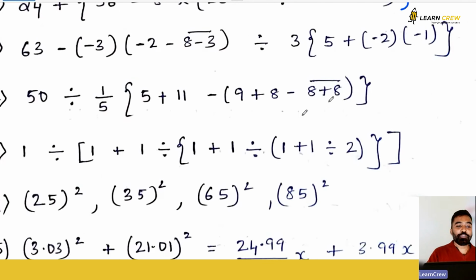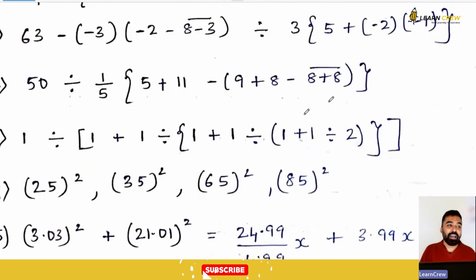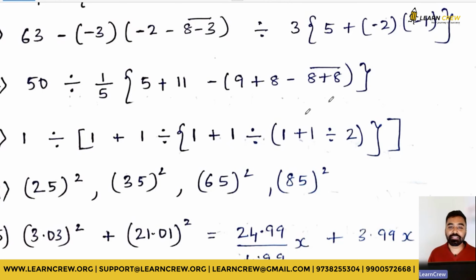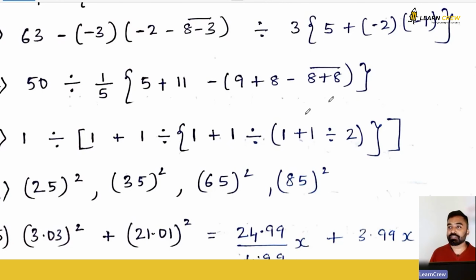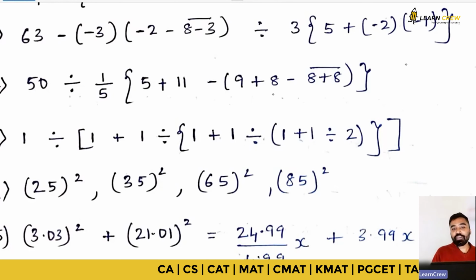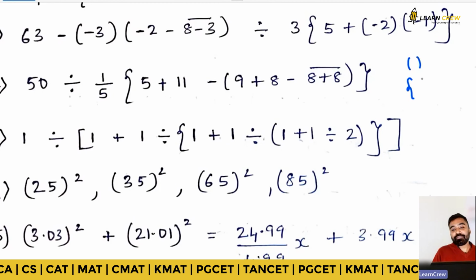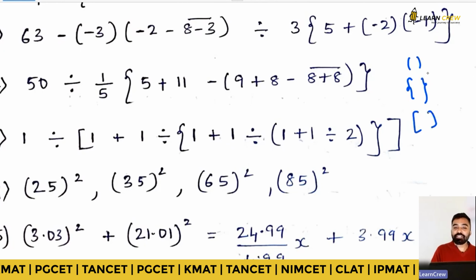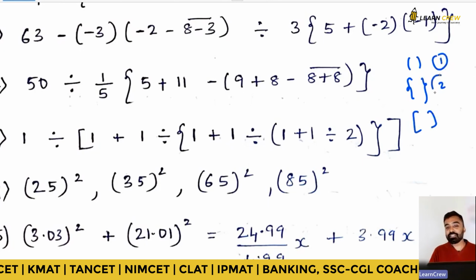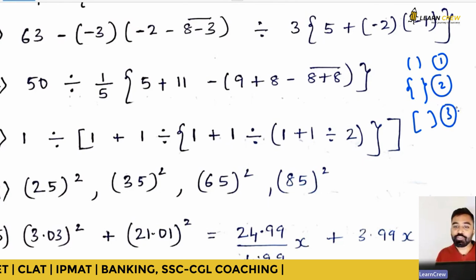Okay. The 11th one, now you do it. I hope no one makes any mistake here. First, what do you need to do here? You have multiple brackets. One is a normal parenthesis, a flower bracket. Which will you solve first? The normal parenthesis. See, how does the order of brackets come? If you have the normal brackets, flower brackets, and a square bracket, first you need to solve the normal ones, then this one, then this. This is your order.